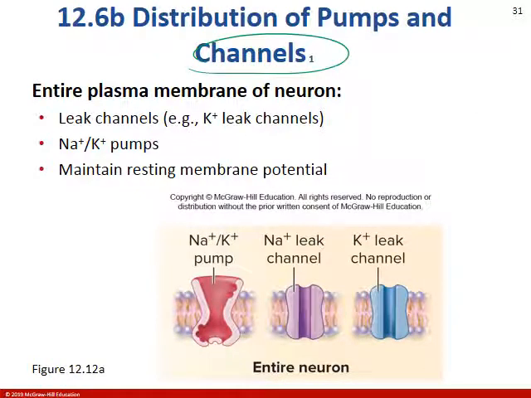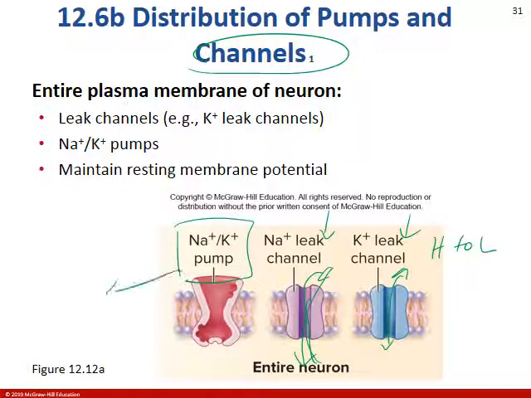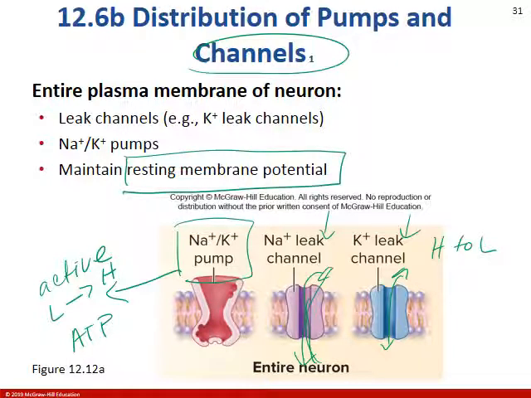Now talking about channels, we can see here that we've got a sodium-potassium pump. We're going to have a leaky sodium and a leaky potassium channel. So with these, the ions are just flowing based on diffusion, high to low. The sodium-potassium pump, this is active transport against the gradient, right? Low to high requires ATP. See why we had to learn all this stuff way back in the beginning? All of this is going to help set up the resting membrane potential of the neuron.